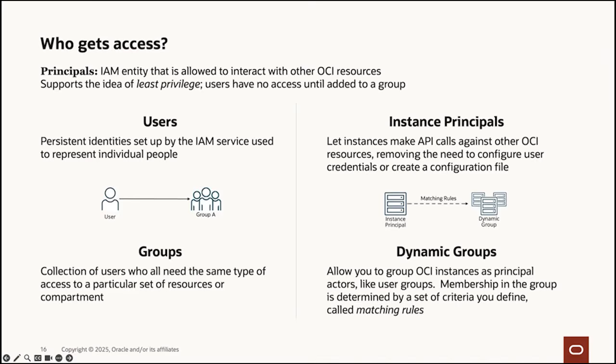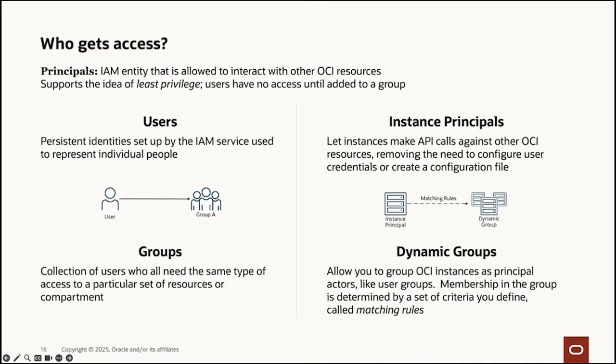So users are going to represent people. They're persistent identities that you set up within identity and access management, and they represent people. From there, you'll add them to groups, and groups essentially are collections of users that will need the same type of access. So this ties back into that best practice that I mentioned, right? Service level administrators. So you could have a group for database administrators, a group for networking administrators.